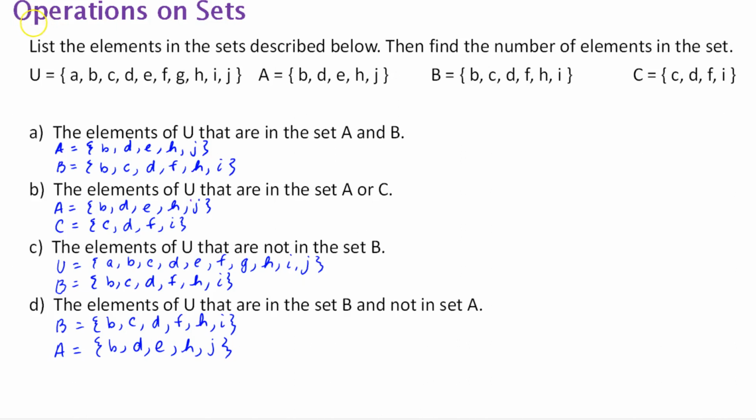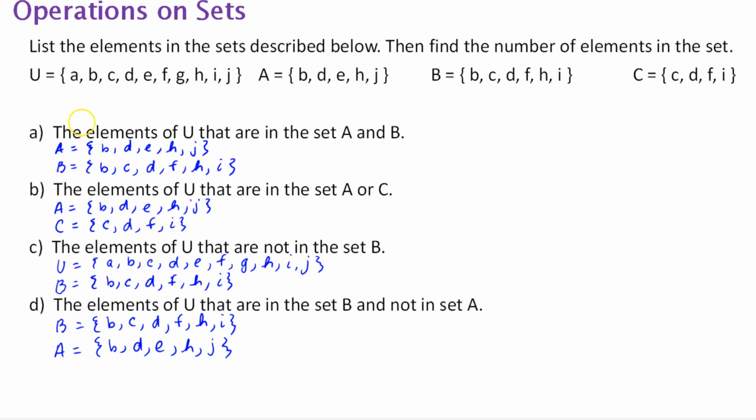In this video, we're going to look at operations on sets. List the elements in the sets described below, then find the number of elements in the set. So we're given U, the universal set, which is the letters from A to J, and A, B, and C. The sets have their elements listed.